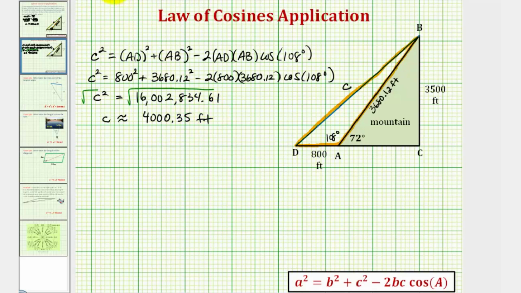Which is the shortest length of the cable needed for the cable car, which again is the length of side C. This is approximately 4,000.35 feet. I hope you found this helpful.